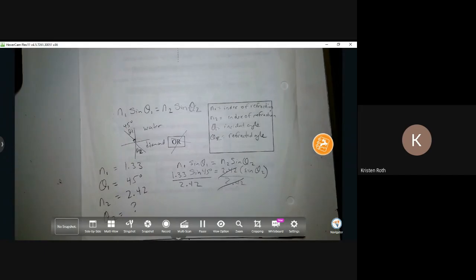Okay, so what I'm getting is 0.3886 and more numbers. Does that look like the right answer? We're looking for an angle. Does that look like a right answer?